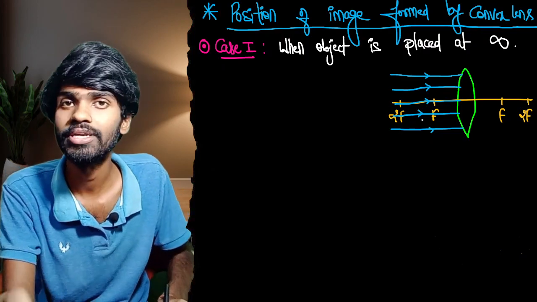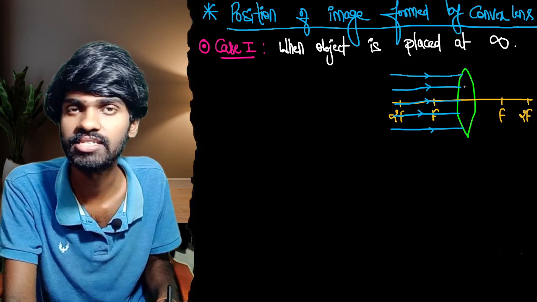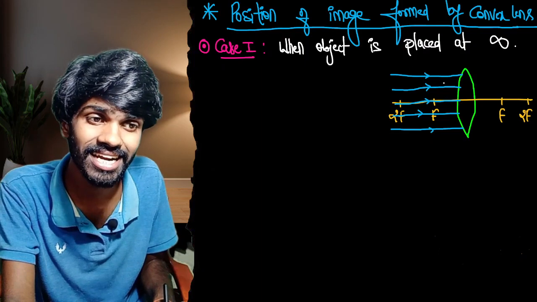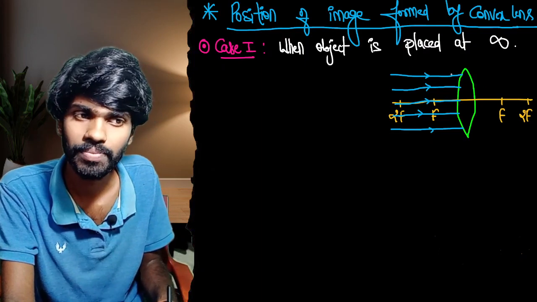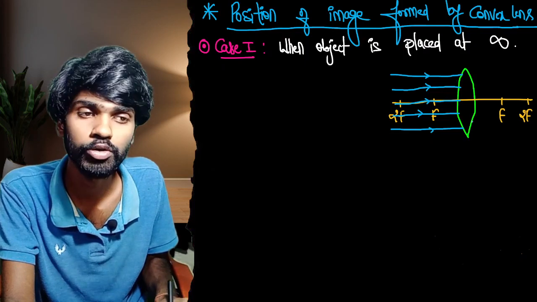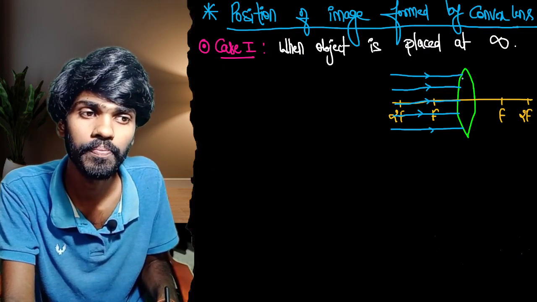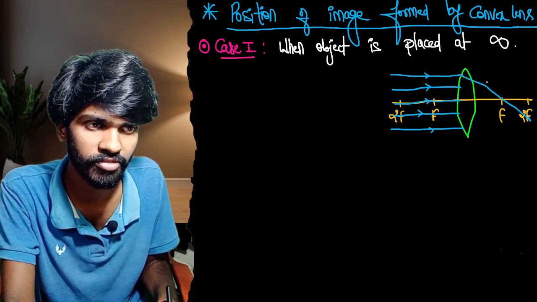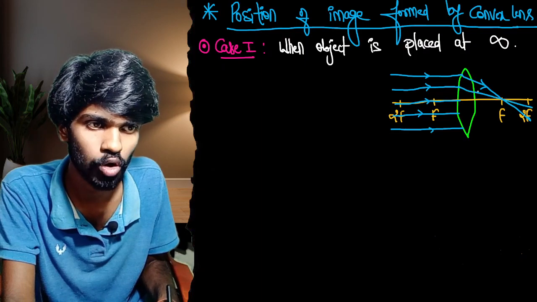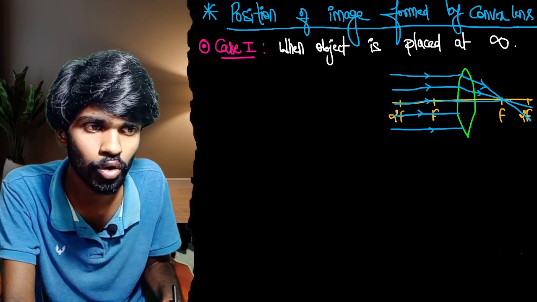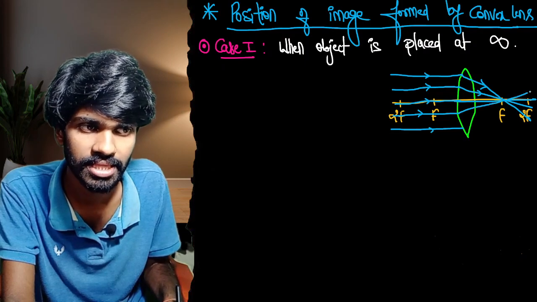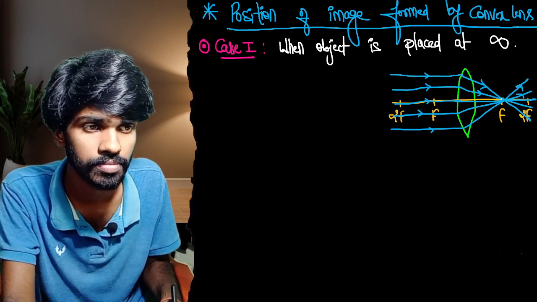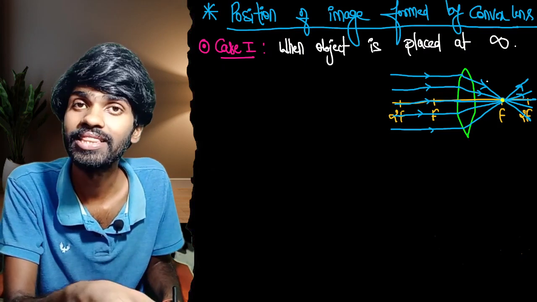Now, as we have already discussed a few results, you can apply them here. When the incident rays hit this lens parallel to the principal axis, the rays will deviate in such a manner that they pass through the focus. The middle one will go undeviated, and all of them meet at this point, the focus.